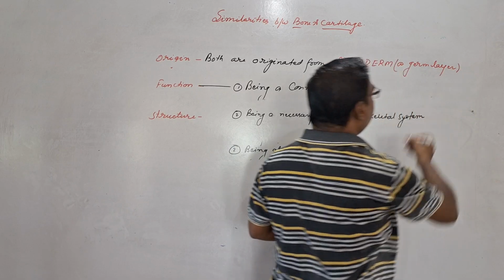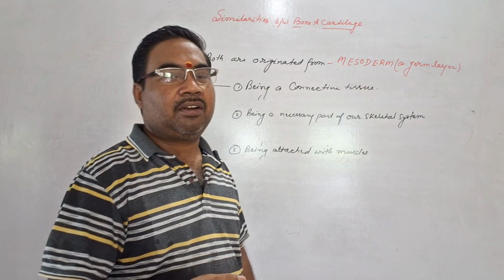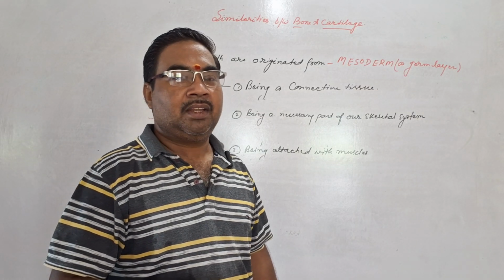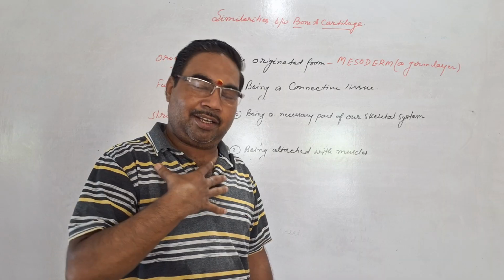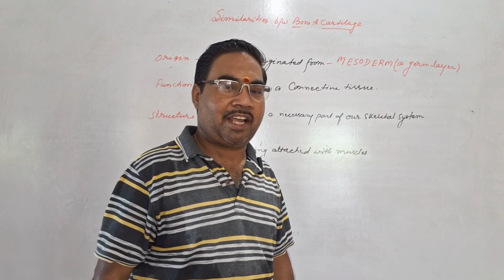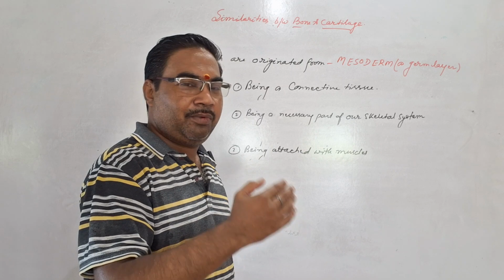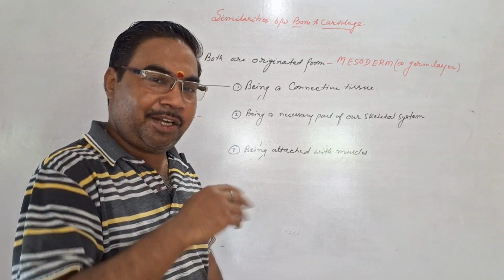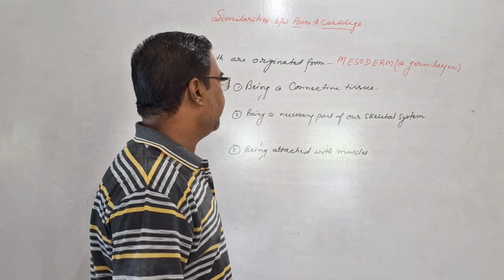You should recall what a germ layer is. During the embryogenesis of any organism, 3 germ layers are formed. We are triploblastic animals, so 3 germ layers are there. The outer one is ectoderm, the middle one is mesoderm, and the inner one is endoderm. So bone and cartilage originate from the middle germ layer.